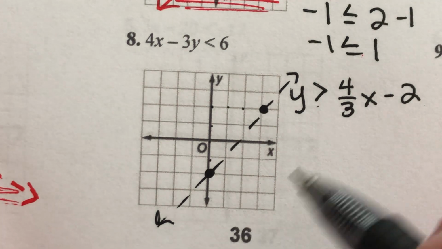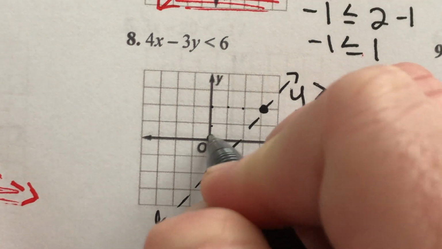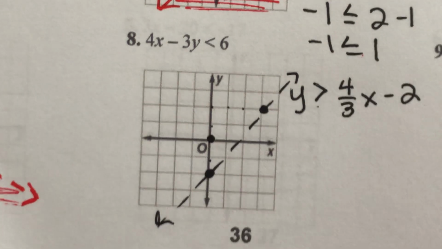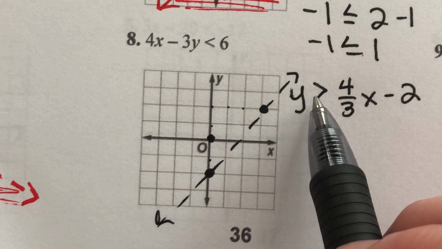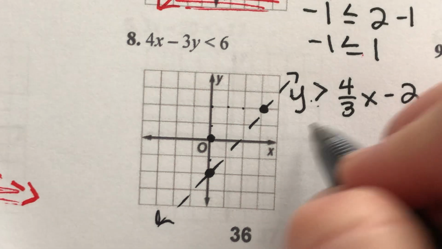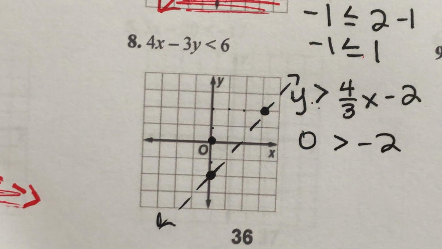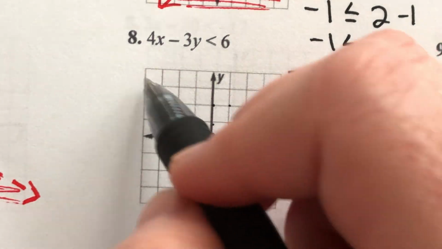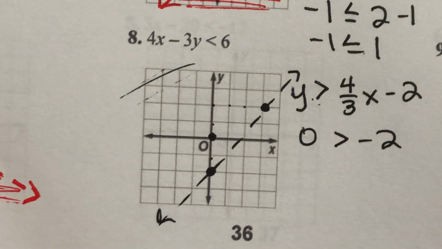But we can pick 2 points and try them out. So I'm going to try 0, 0. I always start with 0, 0. It's the easiest one to plug in. 0 is greater than 0 minus 2. Is 0 greater than negative 2? Is that true? Yes, it is. 0 is bigger than negative 2. So all of the... one thing too.